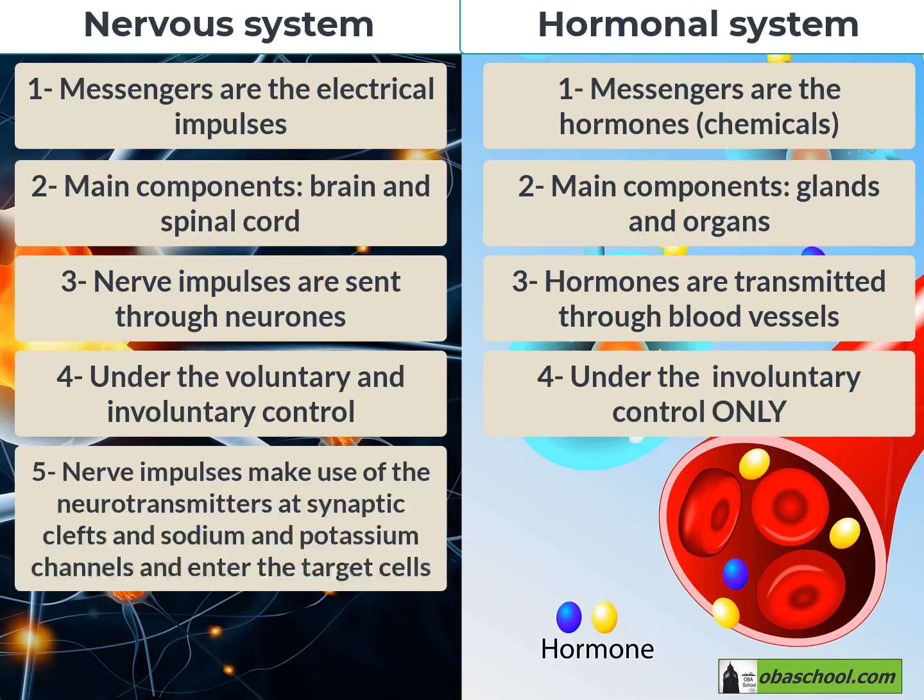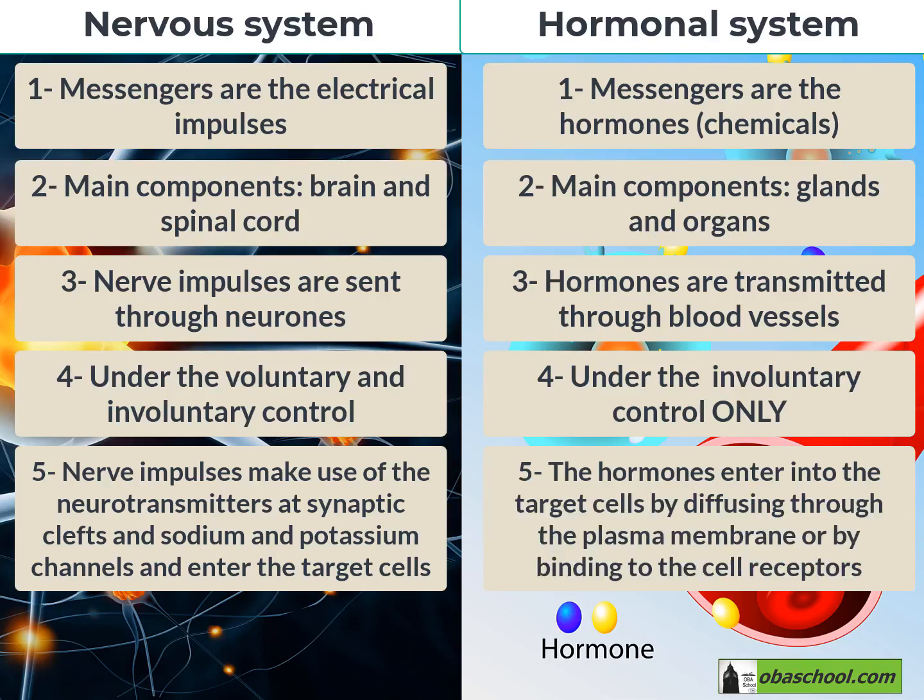Moreover, the nerve impulses make use of the neurotransmitters, which are the chemicals secreted by the nervous system at the synaptic cleft, and the sodium and potassium channels and enter the target cells. On the other hand, the hormones enter into their target cells by diffusing through the plasma membrane or by binding to the cell receptors. This is because the target cells have specific receptors on their cell surface membranes.